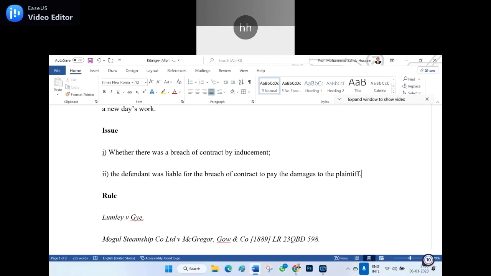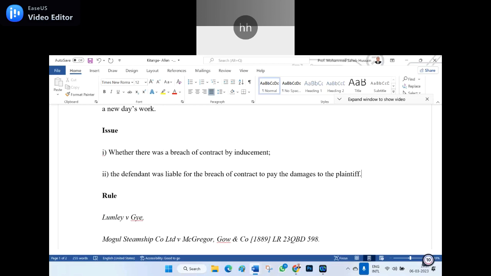The Prof's point is clear about the question here. Though he is not a party to the contract, he can be sued under the inducement, which is nothing but negligence. Negligence is nothing but tort. He can be sued under the tort, for the negligence, for the compensation, for the damages. So the defendant was liable for the breach of the contract to pay the damages to the plaintiff.